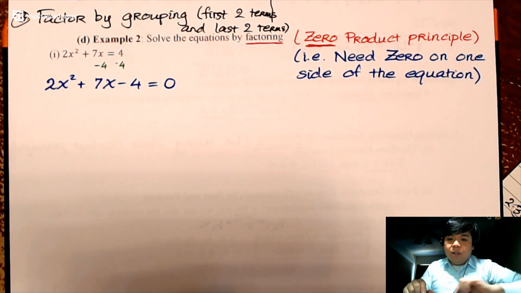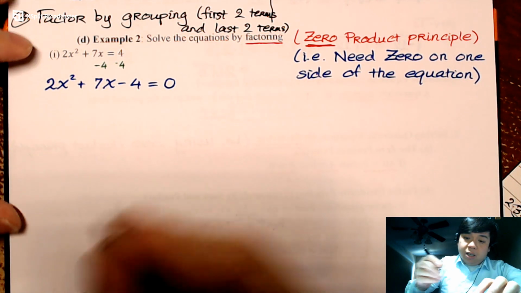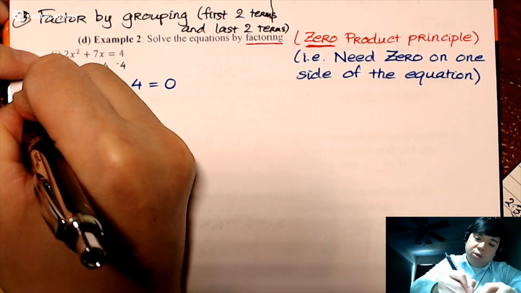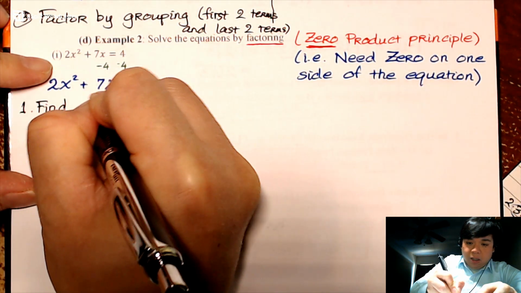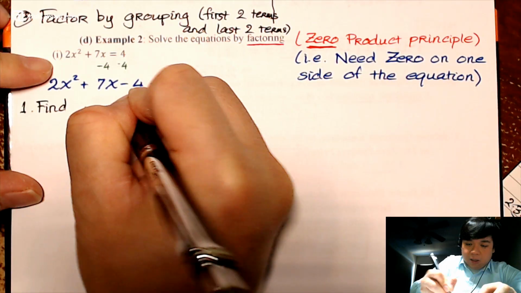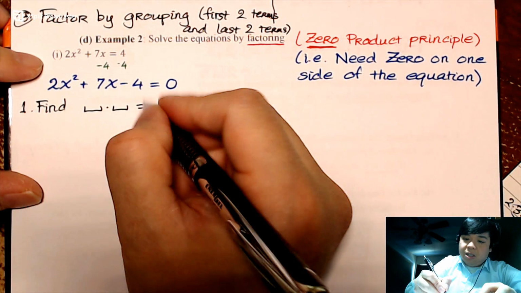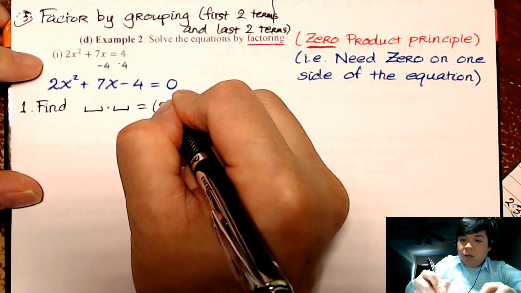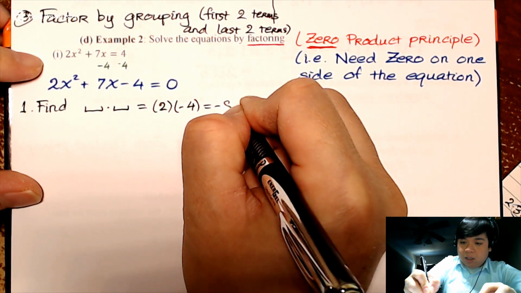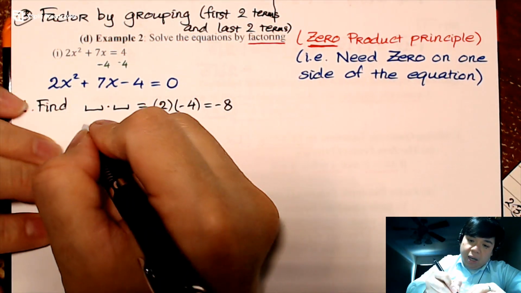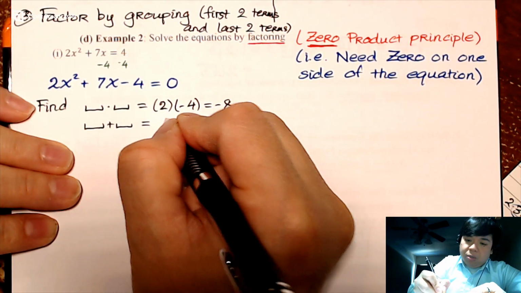Okay. Now, factor. The 3 steps of factoring. The first one, of course, find two numbers, something times something, equal to the first times the last. The first number is 2. The last number is -4. So that is -8. And those two numbers have to add up to the middle number of 7.